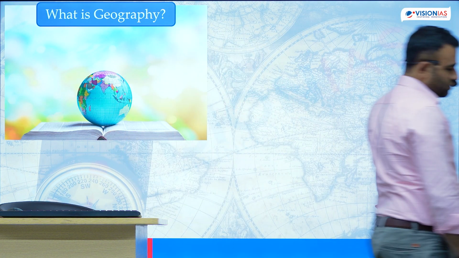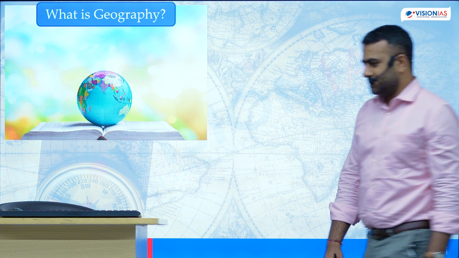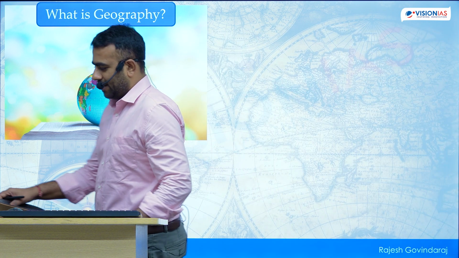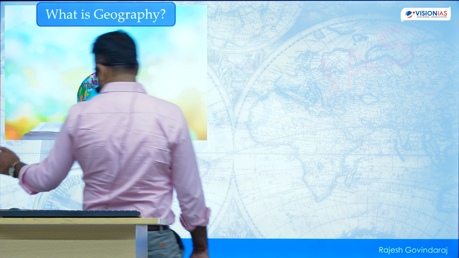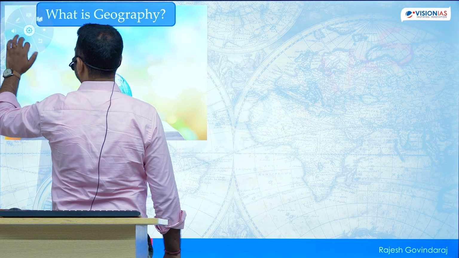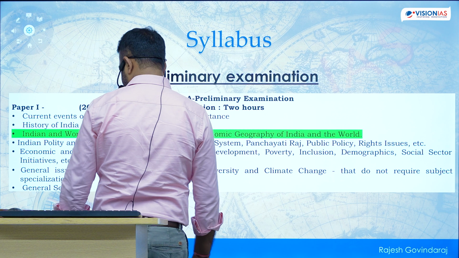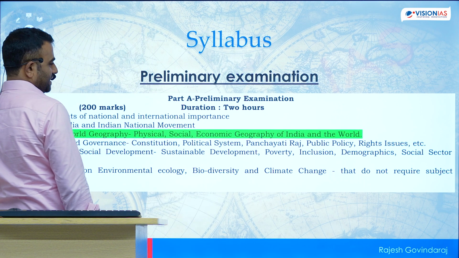The subject of geography. What do you mean by geography? Description of Earth. How many of you had geography as your graduation background? Only one, two. The rest of you studied geography last in 10th standard, plus 2. Okay. Geography is made up of two words. One is geo, another is graphy. Geo means Earth. Graphy means description.